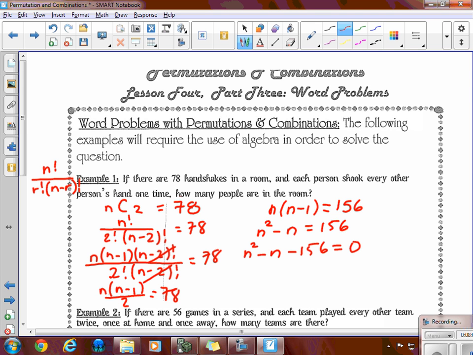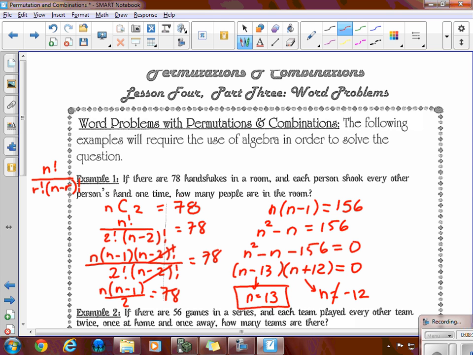Now we have to factor this quadratic, so it needs to multiply to a negative 156, add to a negative 1 in the middle. I'll help you out. These are n minus 13, n plus 12. Those are my two factors, which means this gives me a solution of maybe there's 13 people in the room, and this one gives me a solution of maybe there's negative 12 people in the room, which right off the bat you should know that this is an extraneous solution. There had to be 13 people in this room to have 78 handshakes.